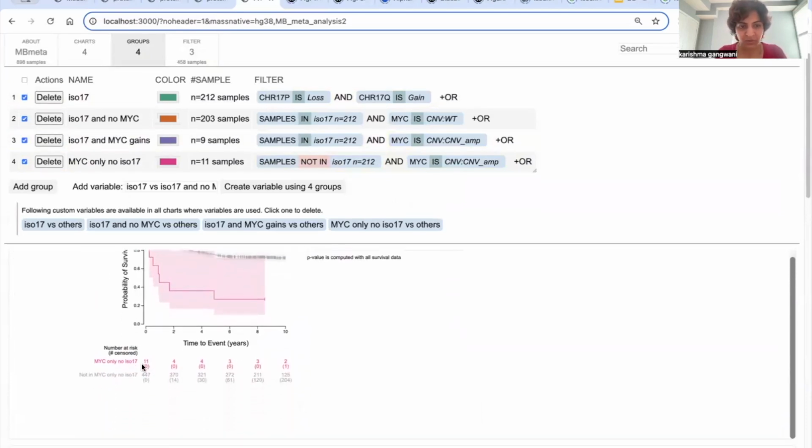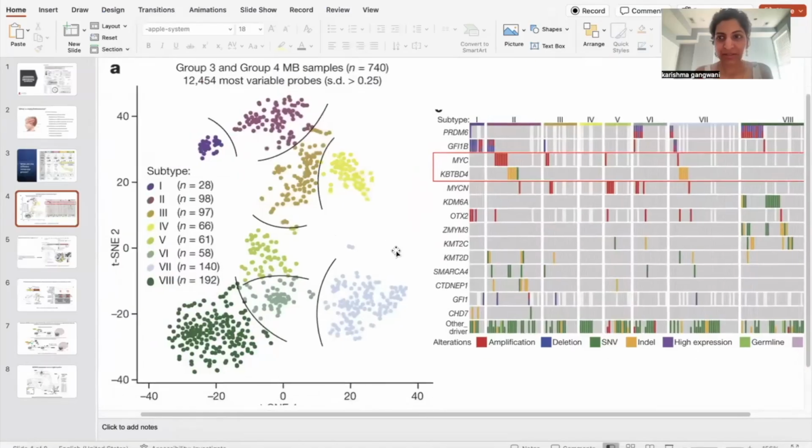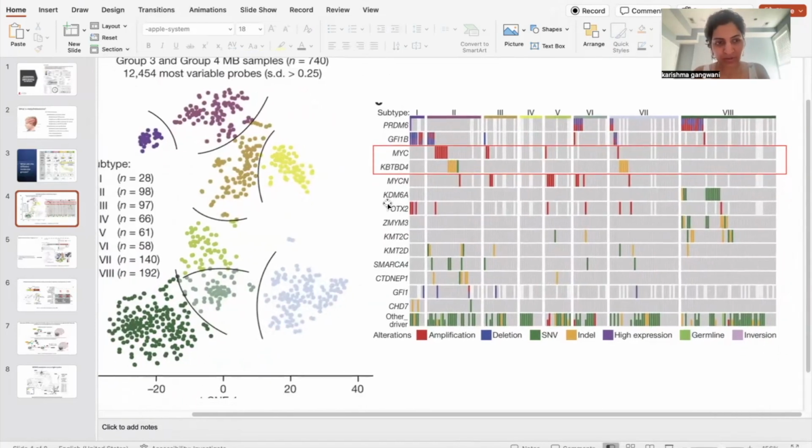And the legend also provides you the number of the patients that were lost to follow up or that were censored. So what we saw was MYC with ISO 17, and some of these are very specific to specific groups or specific subtypes. So what this group has shown is that there are driver events that are very subgroup specific that are driving the disease phenotype. And one of them we saw is MYC. The other one that they have reported is KBTBD4.